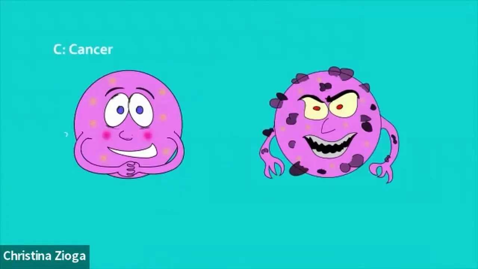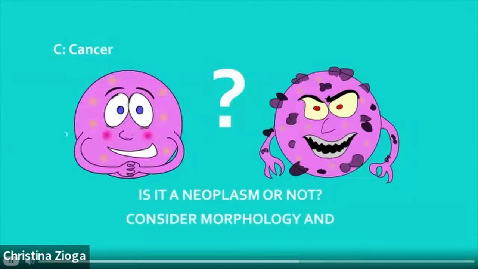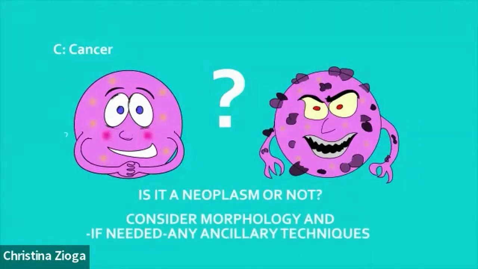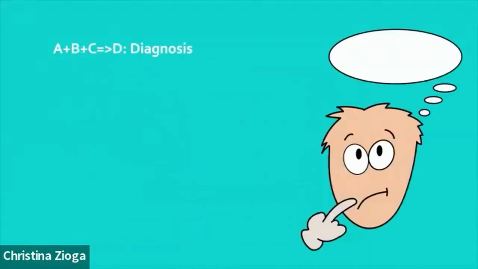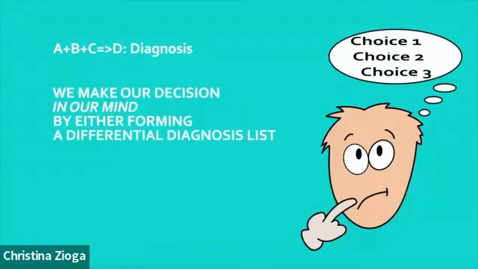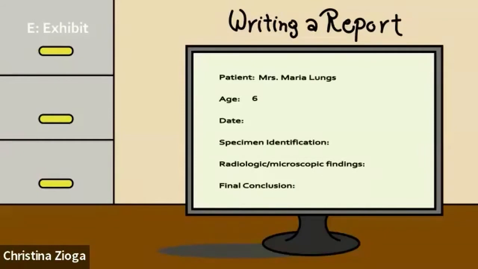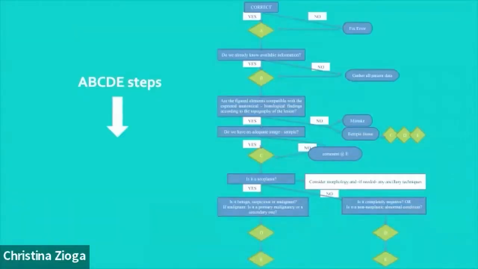C, cancer. At this stage, we decide about the neoplastic or not character of the lesion. We consider morphology, and if needed, we perform ancillary techniques. D, diagnosis. We make our decision in our mind by either forming a differential diagnosis list or we reach a final diagnosis. E, exhibit. At this final stage, we exhibit our findings by writing a report. So follow the ABCDE steps and you'll end up with a faster diagnosis and fewer mistakes.